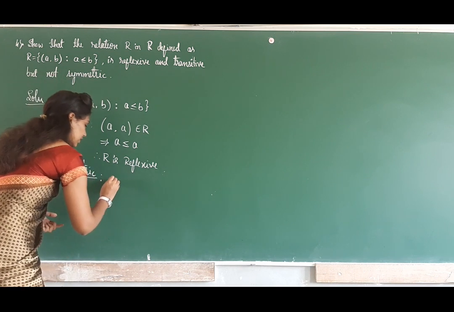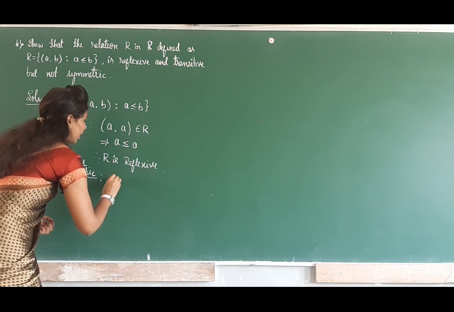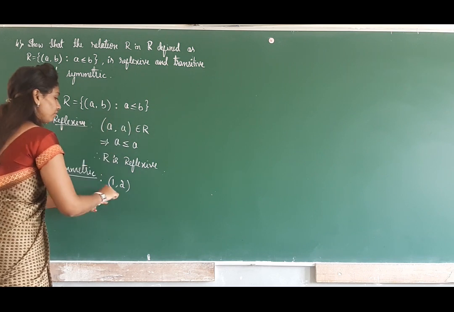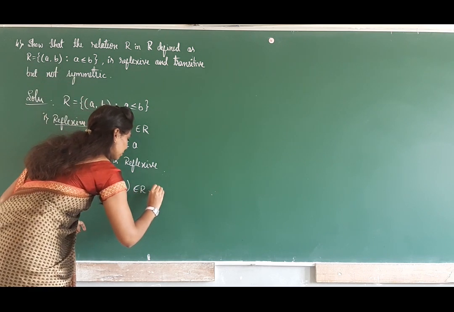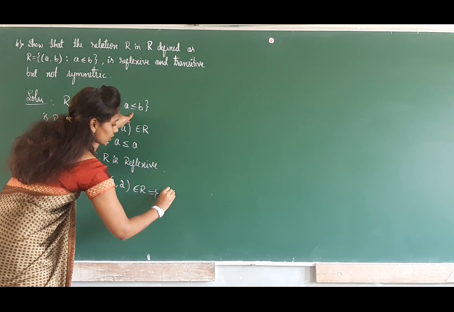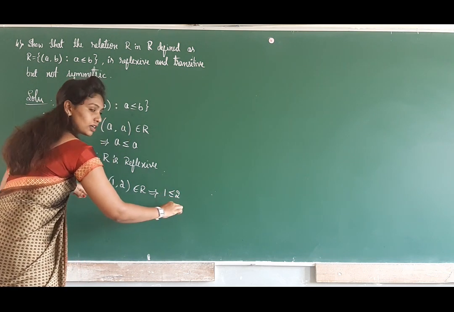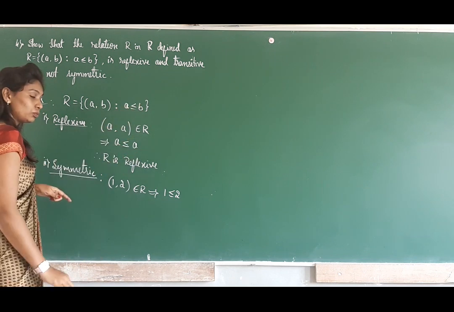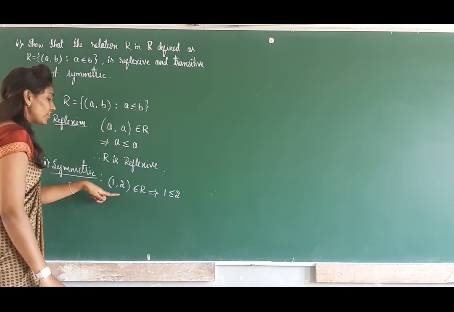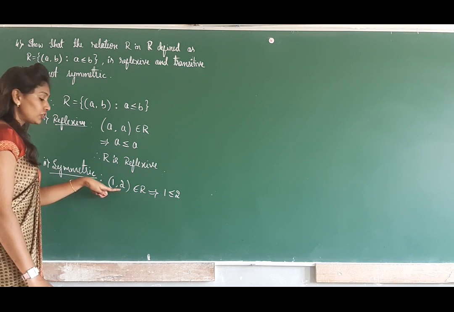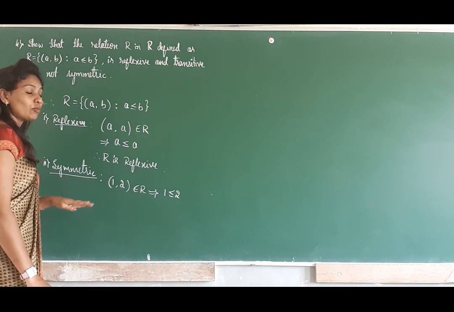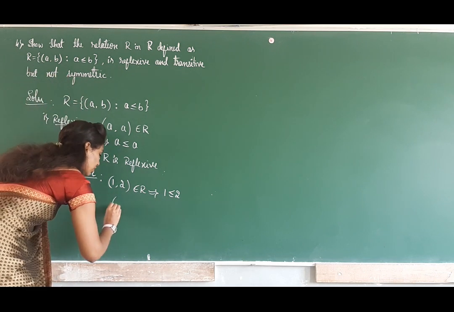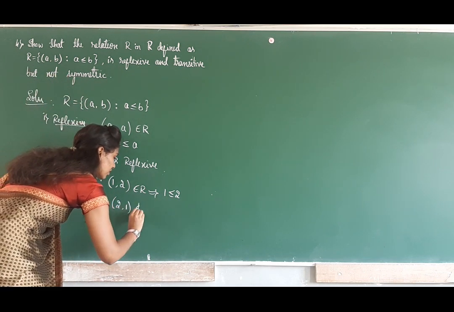See here, I have taken an ordered pair (1, 2). This is satisfying this relation. (1, 2) belongs to R. This implies 1 is less than or equal to 2. This satisfies the relation A is less than or equal to B. Now we have to check the reverse: does (2, 1) belong to R? Obviously, this does not belong to R, because they only gave not symmetric. So the ordered pair (2, 1) does not belong to R.